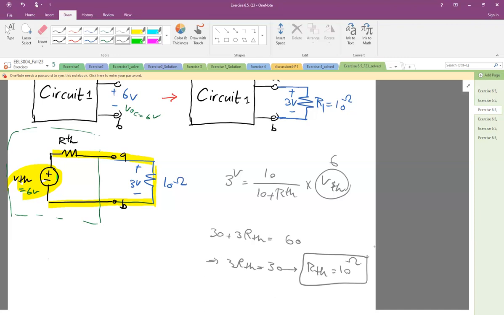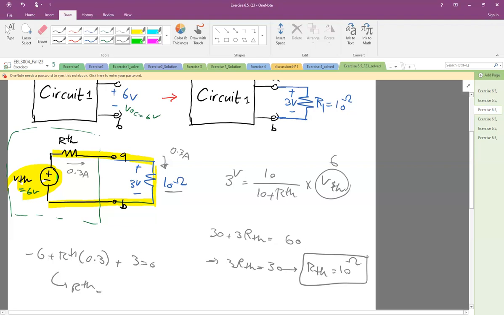Very good. So you could also do this. You can say, okay, this is 3 volt and this is 10 ohm. So you find the current here. So the current would be 3 divided by 10, that's 0.3 amp. And then we could easily do a KVL here. If this is the current, 0.3 amp, so minus 6 plus R Thevenin times 0.3 plus 3 equals 0, and then R Thevenin would be 10 ohm. Okay, however you prefer to do that.